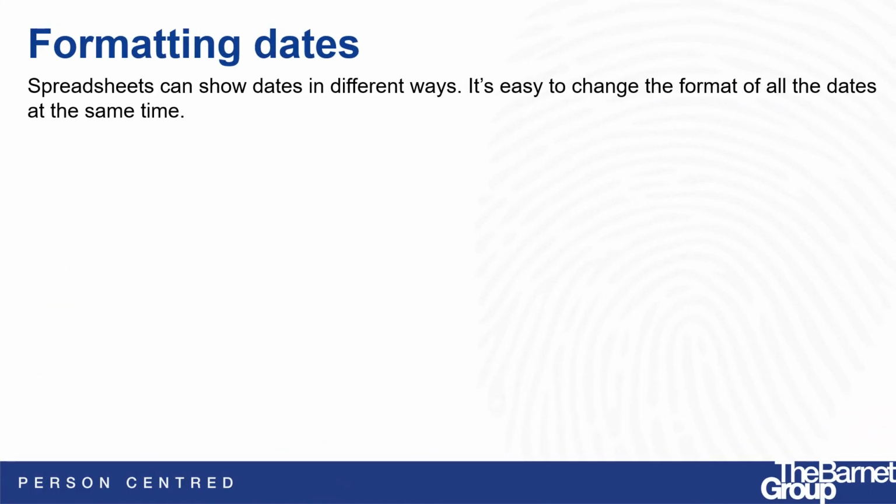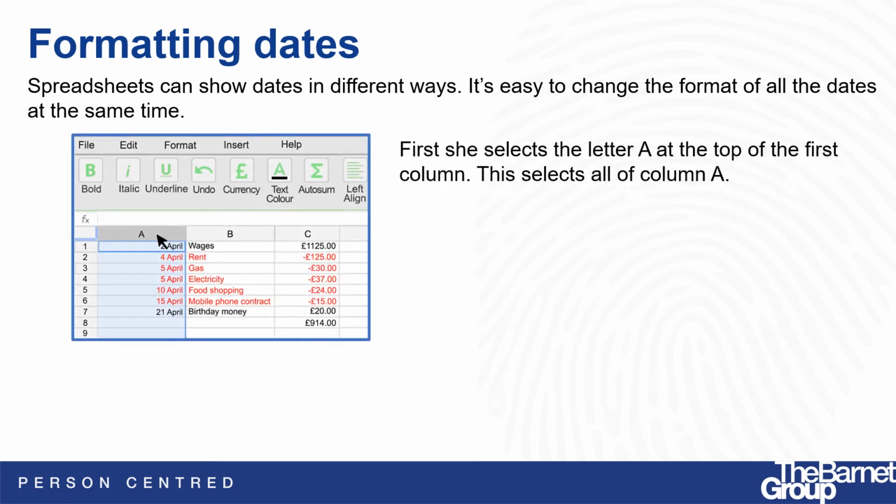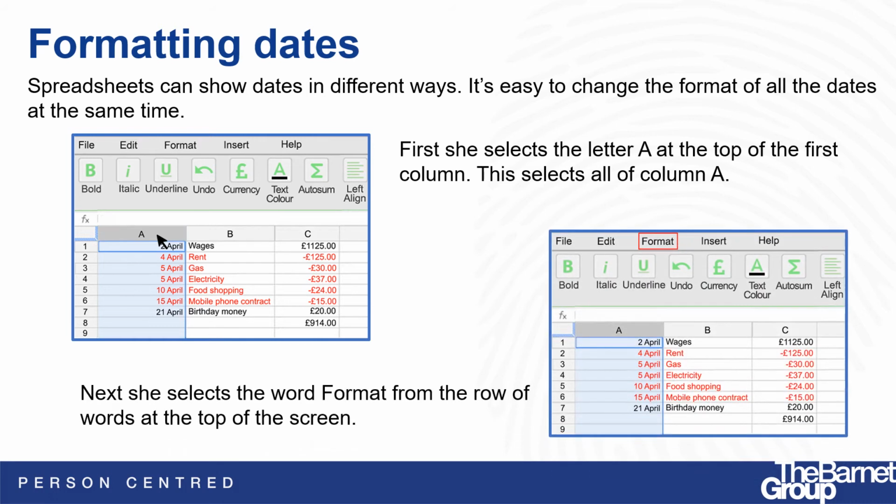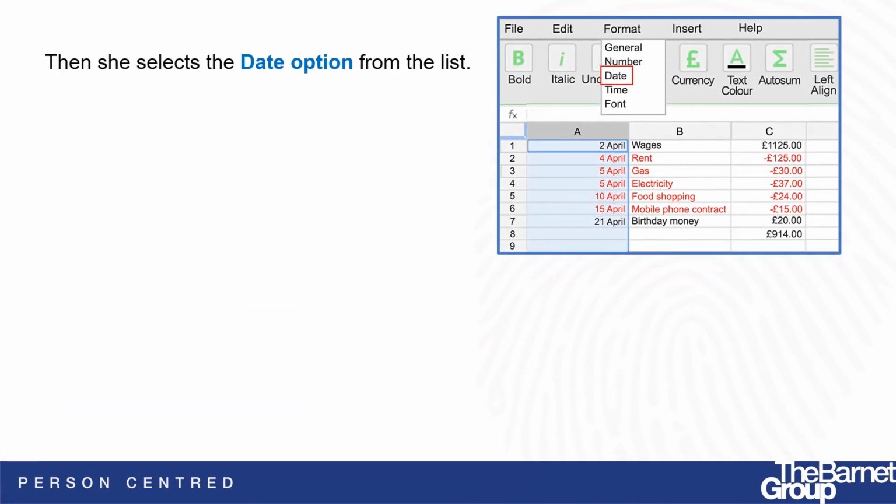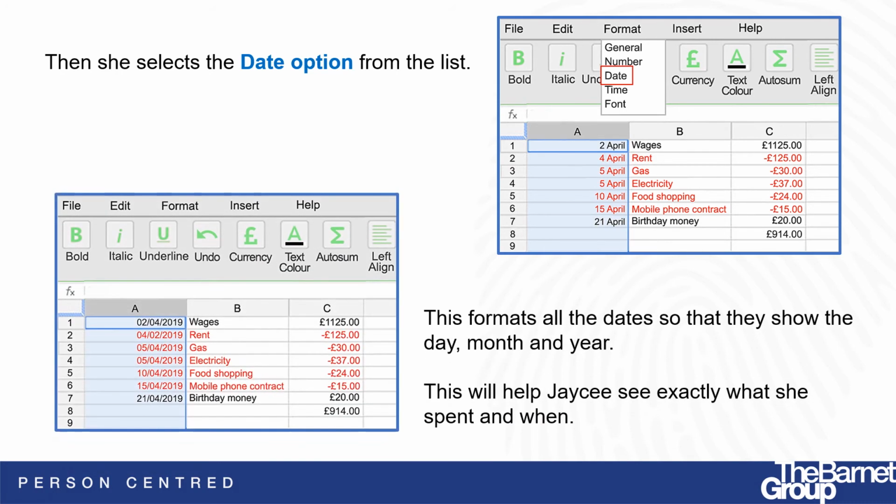Formatting dates. Spreadsheets can show dates in different ways. It's easy to change the format of all the dates at the same time. First, she selects the letter A at the top of the first column. This selects all of column A. Next, she selects the word Format from the row of words at the top of the screen. Then she selects the date option from the list. This formats all the dates so that they show the day, month and year. This will help JC see exactly what she spent and when.